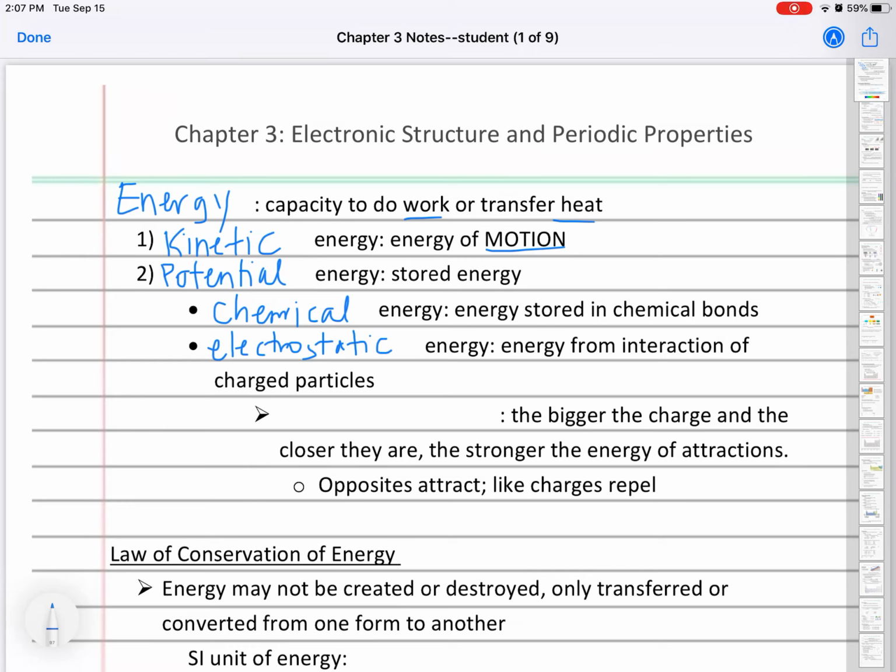Electrostatic energy, which is the energy from the interaction of charged particles. So positive and negative charge, opposite charges attract, and like charges repel. And this was really kind of defined as scientific law by Coulomb. So it's called Coulomb's law. And that opposites attract and like charges repel, and that the bigger the charge is and the closer they are together, the stronger the attractions will be and the stronger the energy of those attractions will be.